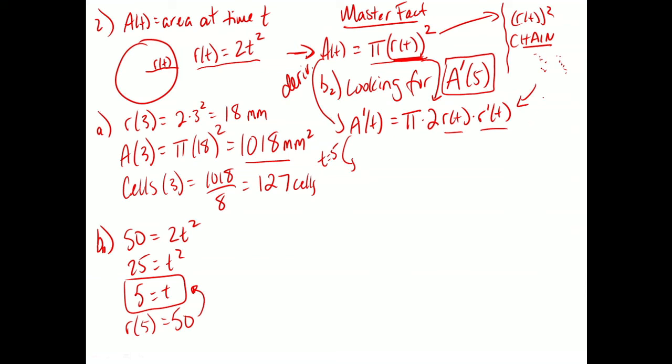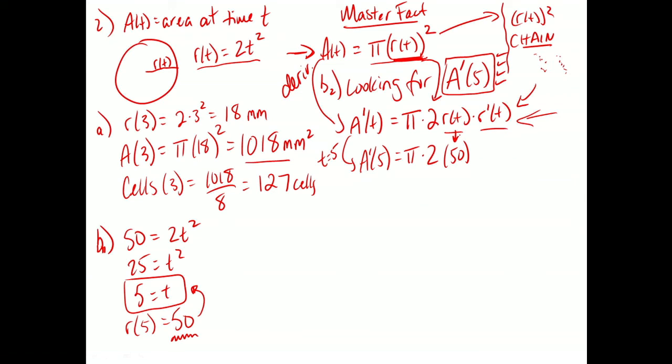Well, once I compute the derivative, which is what I did in this step here, that's true at any time t. Well, now I don't care about any time t. I want you to tell me what's happening at time 5. So I'm going to plug in time 5. So I get a prime of 5, which is good because that's what I was looking for, right? Okay, pi is just pi and 2 is just 2. Now, r of 5 should be the radius at time 5, which is 50. Okay? So that's 50.